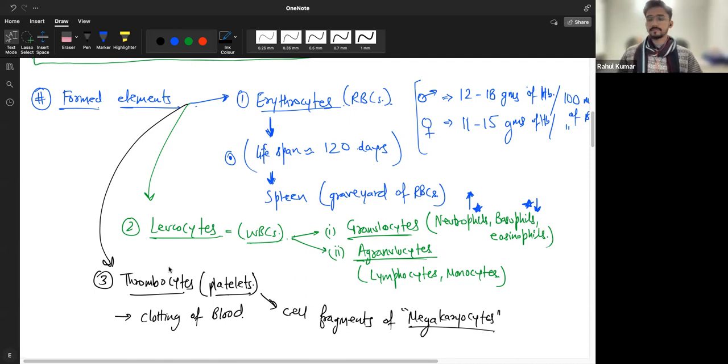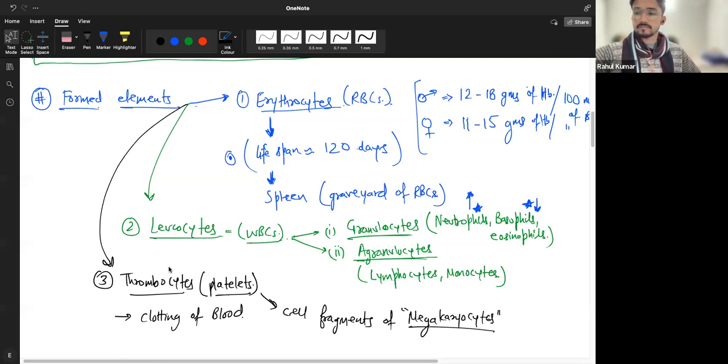Anyone figured out why RBCs do not have a nucleus? And if they do not have a nucleus, how are they surviving? What is the advantage? It has to be a planned thing that RBCs do not have a nucleus, right? In biology, what is the benefit of not having a nucleus? Anyone figured out? Yes, please tell me. What did you figure out?